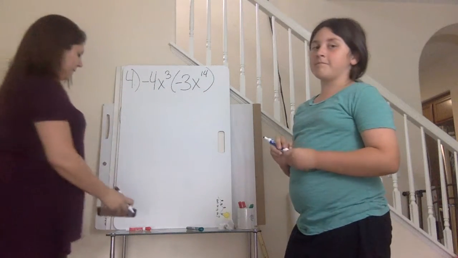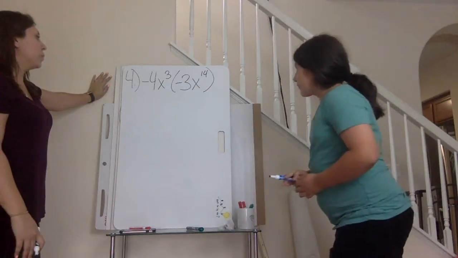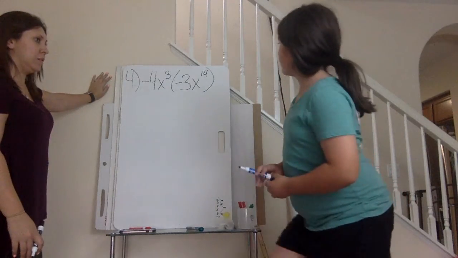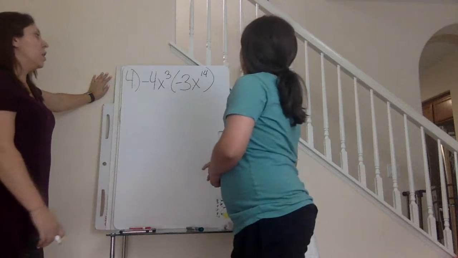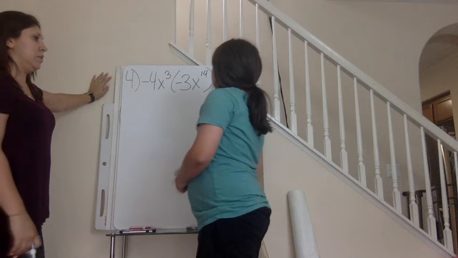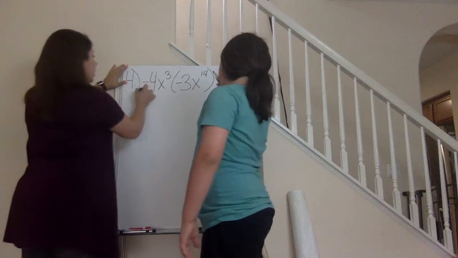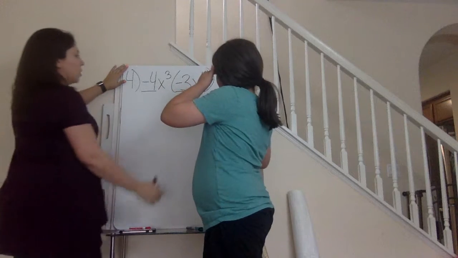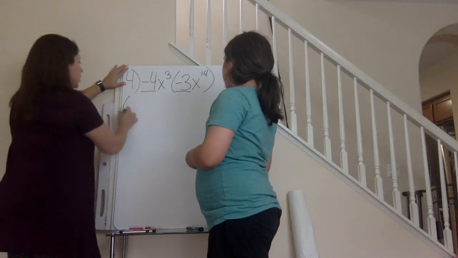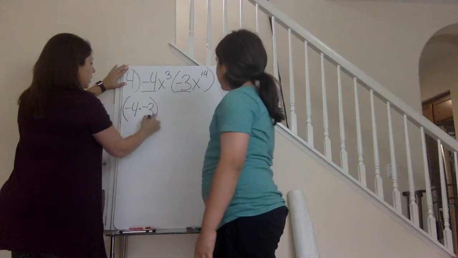All right, what do I do? You see what's in common. First, deal with the numbers. See if numbers are in common. Not necessarily in common. You just have to find your whole numbers that are bases and put them together. So negative 4 times negative 3.